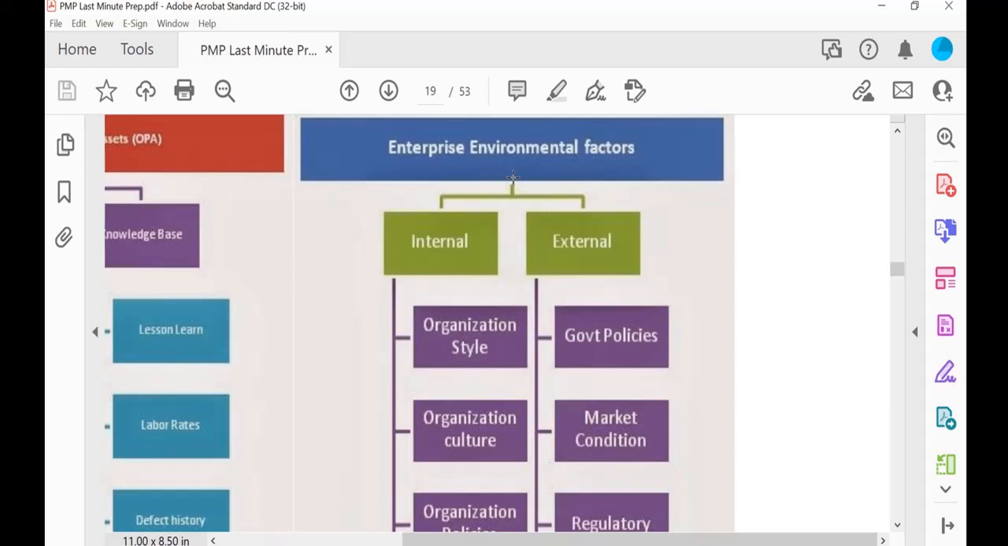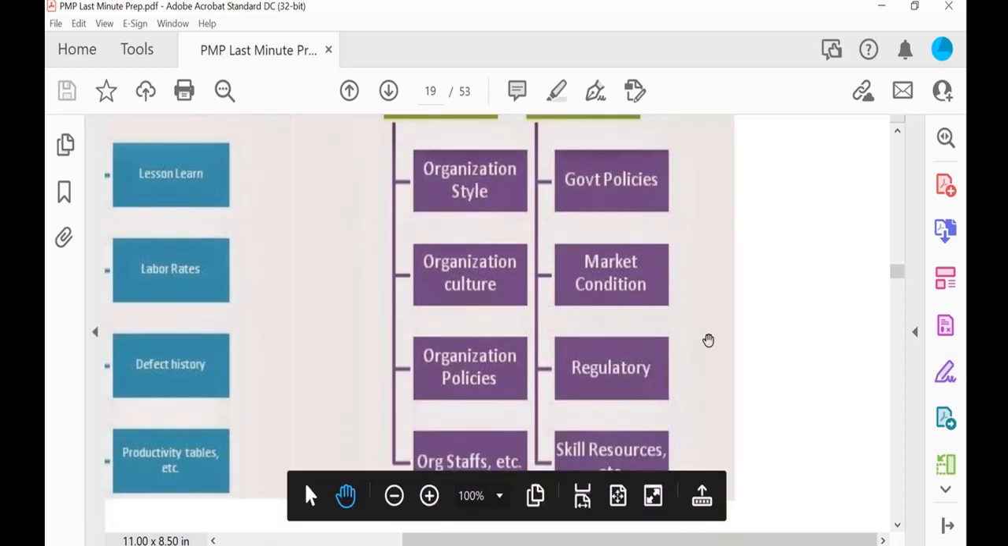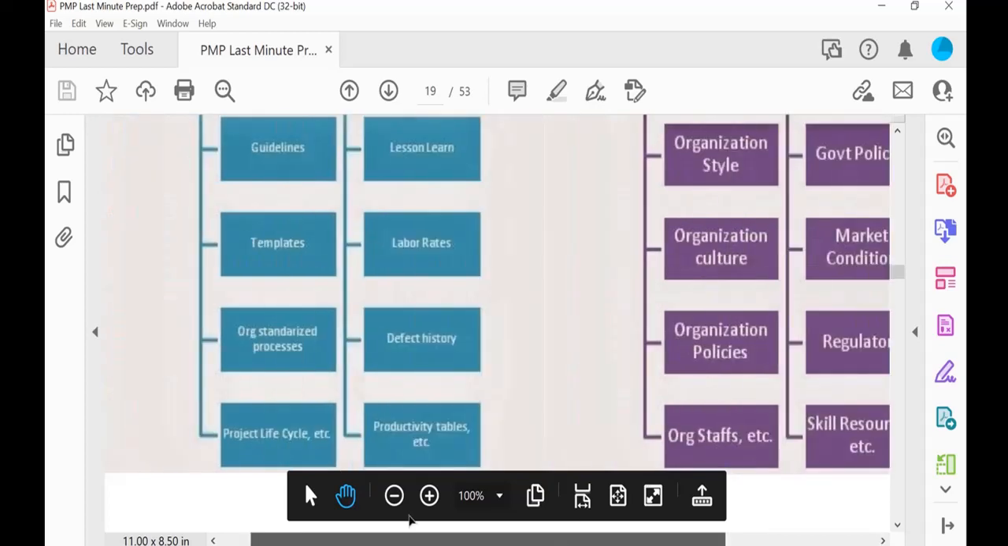It can be internal and external. External means some kind of guidelines. Internal means, for example, you are working in the construction department, and finance has some kind of rules, or HR has some kind of rules. Although it is in your organization, it is beyond your team's reach. So internal means organizational policy and procedure, and external means government policy, local government policy, market condition, regulations. I guess you're already familiar with that.